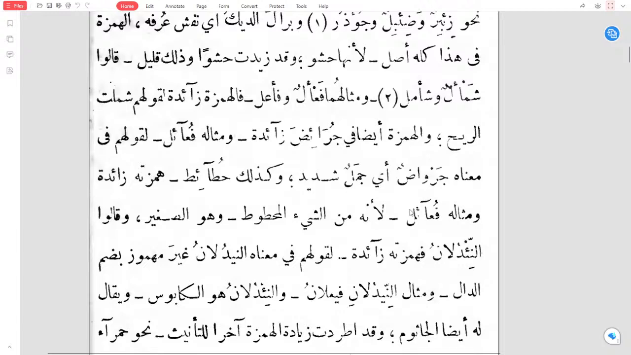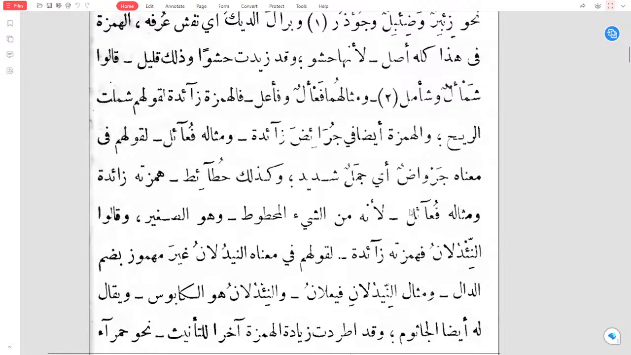جرائد لقولهم في معناه جرواد أي جمل شديد. So the meaning of جرائد is اسم الصفة, which means a very strong male, a very strong camel, male camel.